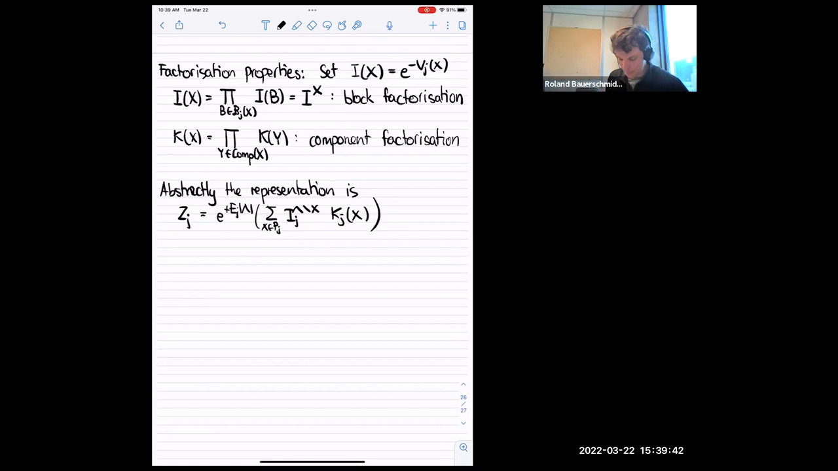Sorry, the component of X, does it mean the connected components? Component, yes, that is exactly. Yeah, connected components. Okay.